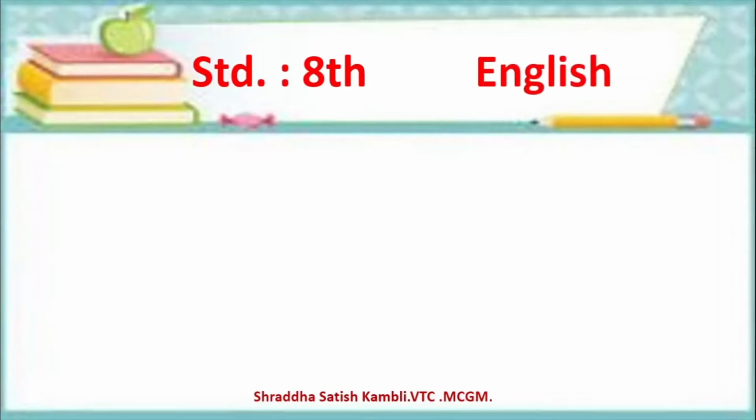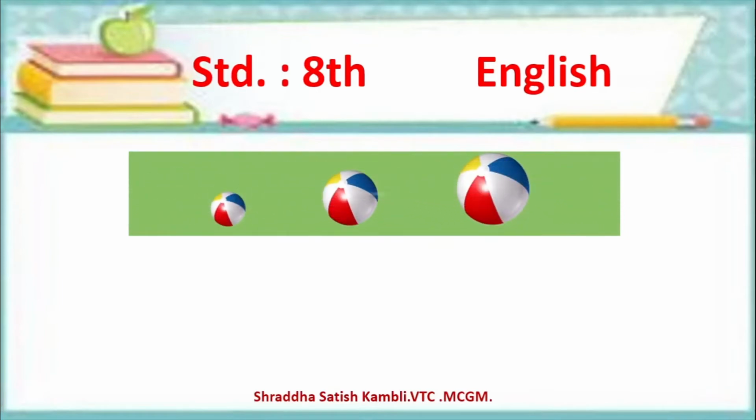And the lesson is about a very interesting grammar point. Now I will be showing you a few pictures and let me see whether you are able to guess about the topic that we are going to study today. So here, take a look. What can you see? You can see three colorful balls. One is bigger than the other and the third one is bigger even than the second one. Okay, so they are increasing in their size and they are of different sizes.